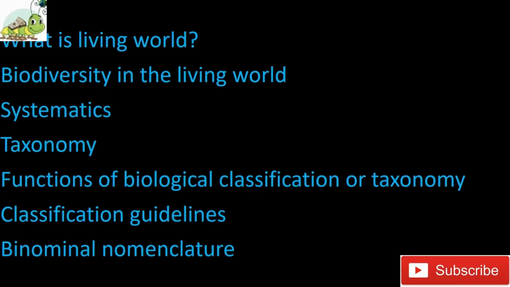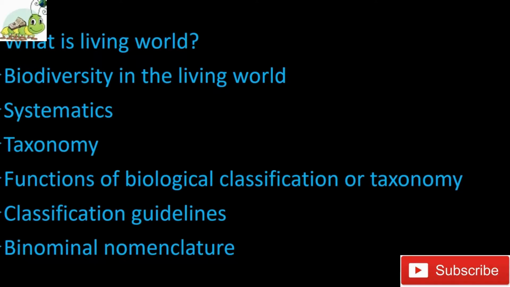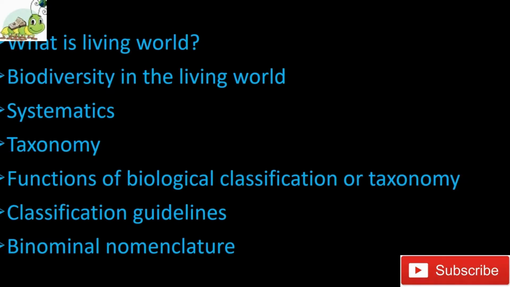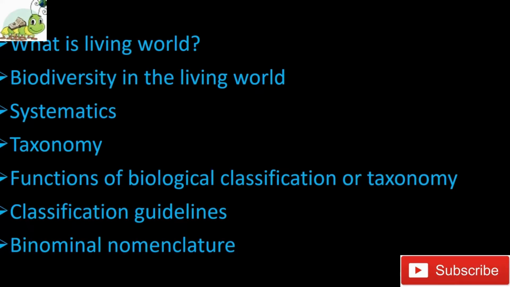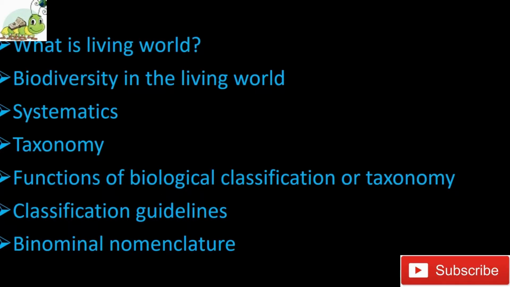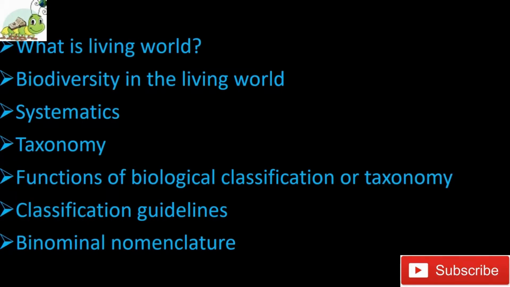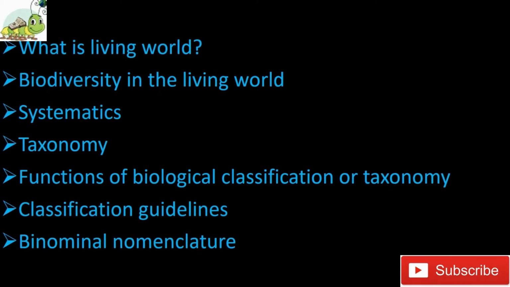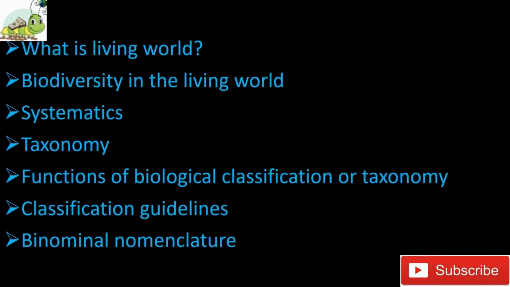Today, I will discuss the Living World chapter, biological classification. By the end of this section, you will be able to understand what the living world is, biodiversity in the living world, systematics, taxonomy, functions of biological classification or taxonomy, classification guidelines, and binomial nomenclature. Today, I will discuss the basic systems of the living world. Today's lecture will help you to understand next chapters and grow your knowledge on chapters like plant kingdom, animal kingdom, etc.